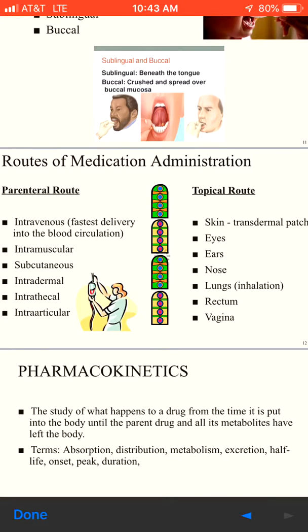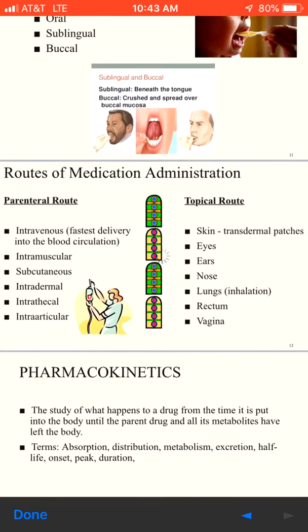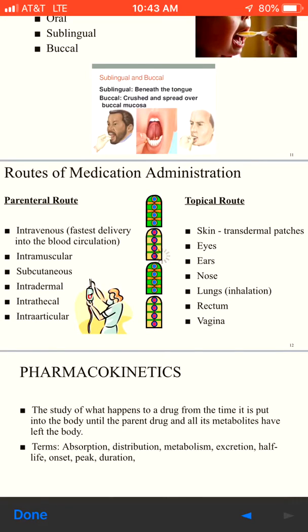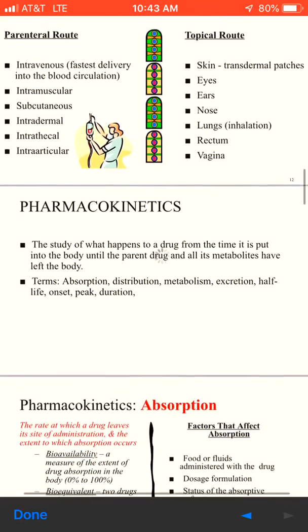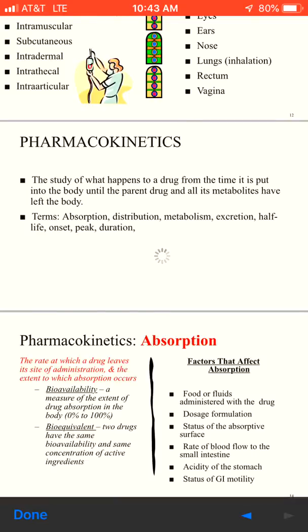These are the different ways to give medications. Parenteral means IV, intramuscular, subcutaneous, intradermal, intrathecal, intra-articular, and those are the different ways that you can administer it.